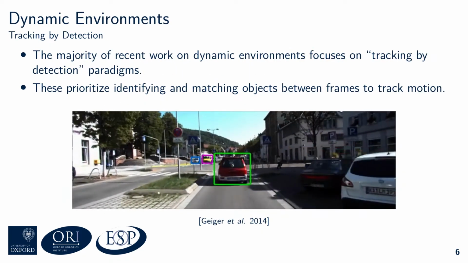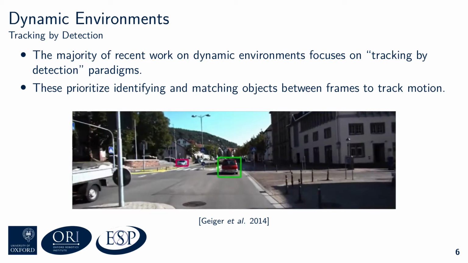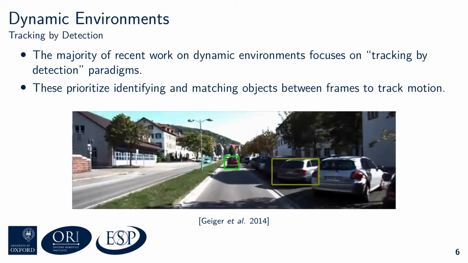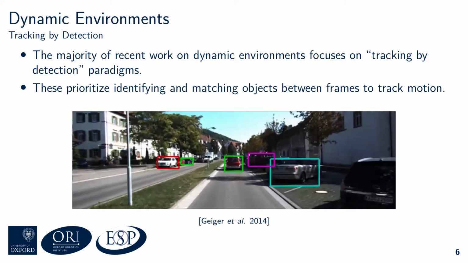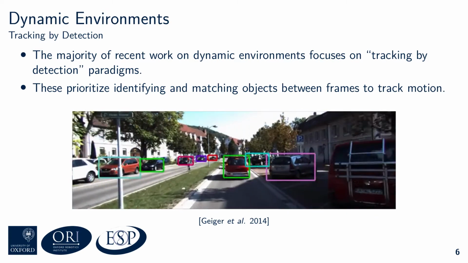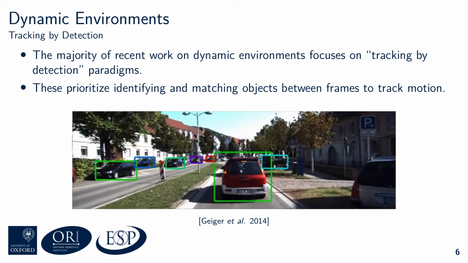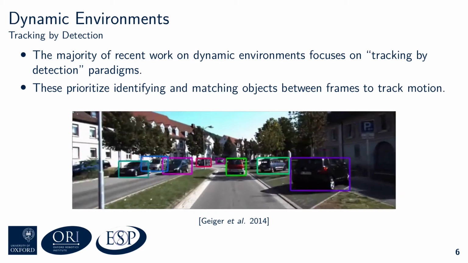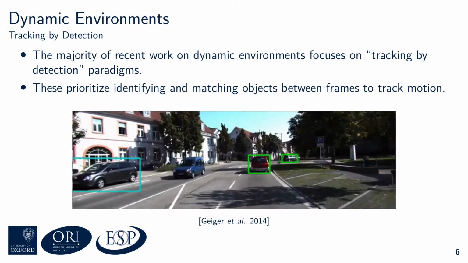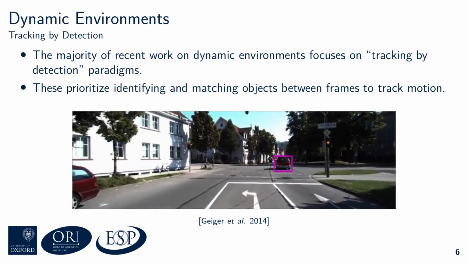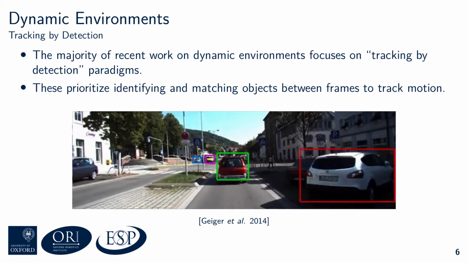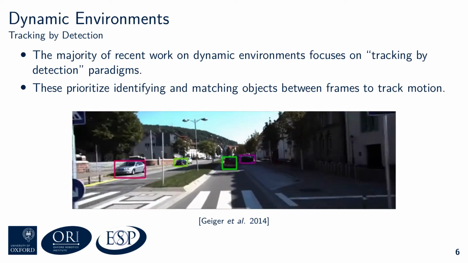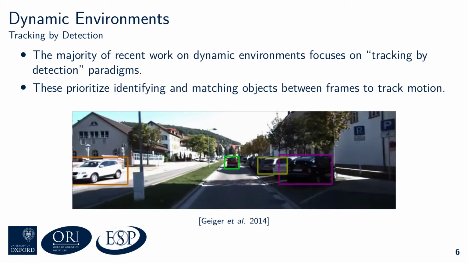The majority of recent work on dynamic environments has been based around tracking by detection paradigms. So these are approaches that seek to identify types of objects in individual frames and then track these objects through time by recognizing their reappearance in each frame. This prioritizes recognizing an object first and then figuring out how it moves. And it's really useful and powerful in a lot of situations, such as self-driving cars, where there's this limited class of objects we could possibly see, and knowing what type of object it is gives us a lot of information about how it could be moving.